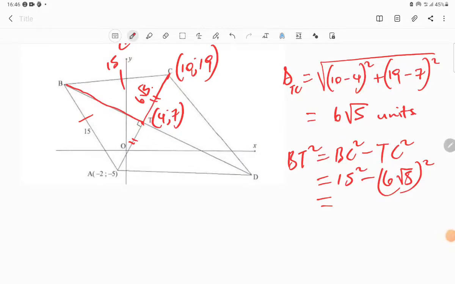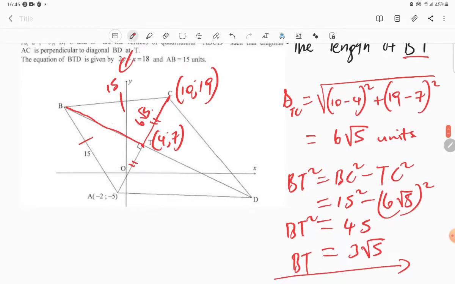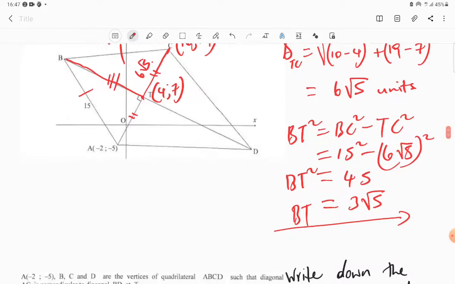So when you press this in your calculator, you get just 45, which is equal to BT squared. Then when you look for BT now, it's going to be the square root of that. So square root of 45 is, of course, 3 root 5. So this is what you have. We have figured out the length of this side BT over there. We are still applying the properties of a kite.